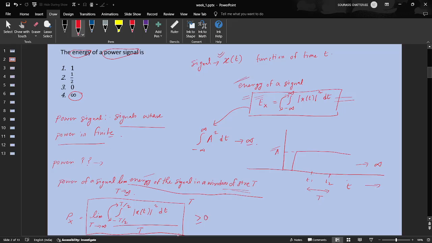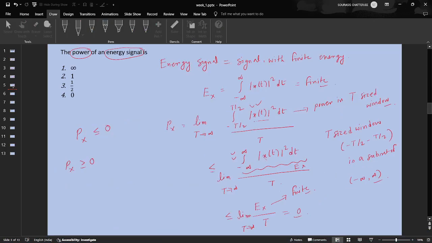So when we have written the generic expression of power, this Px is always greater than or equal to 0. Why? Because the numerator here is the energy over a T-sized window, and energy is always going to be non-negative. That we can see from the expression here only. Since the integrand itself is a positive value, no matter what point you choose to integrate over, the energy is always going to be a non-negative quantity. So from the generic expression of power we obtain Px greater than or equal to 0, and this is kind of universal.